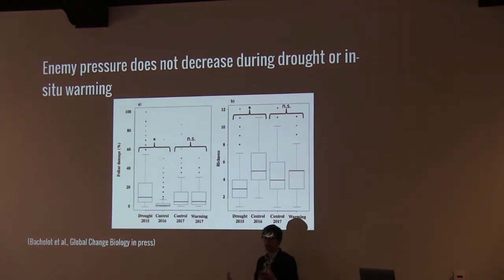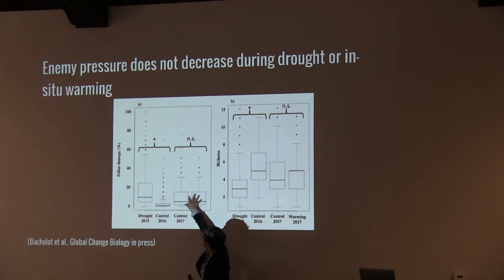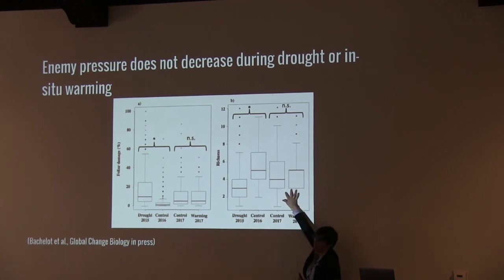The first obvious one is that, okay, maybe there are just no more nationalities, they just don't do well in the droughts, they don't do well in the warming treatments. But that's not true. So in the warming treatment, there's no change in how much damage you experience, there's no change in the diversity of the enemy that are observed.